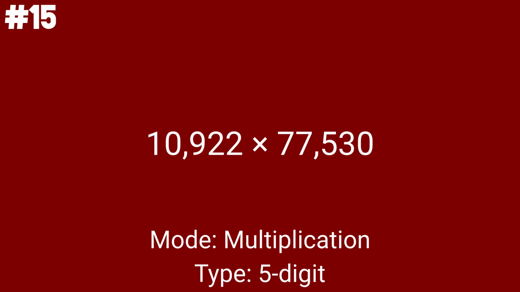Problem 31 is 10,922 times 77,530. Also, we are at the first of the 5-digit multiplication problems. The result from this alone is in the 100 millions now. This one is 85,009 times 63,481 and is the 32nd multiplication problem.